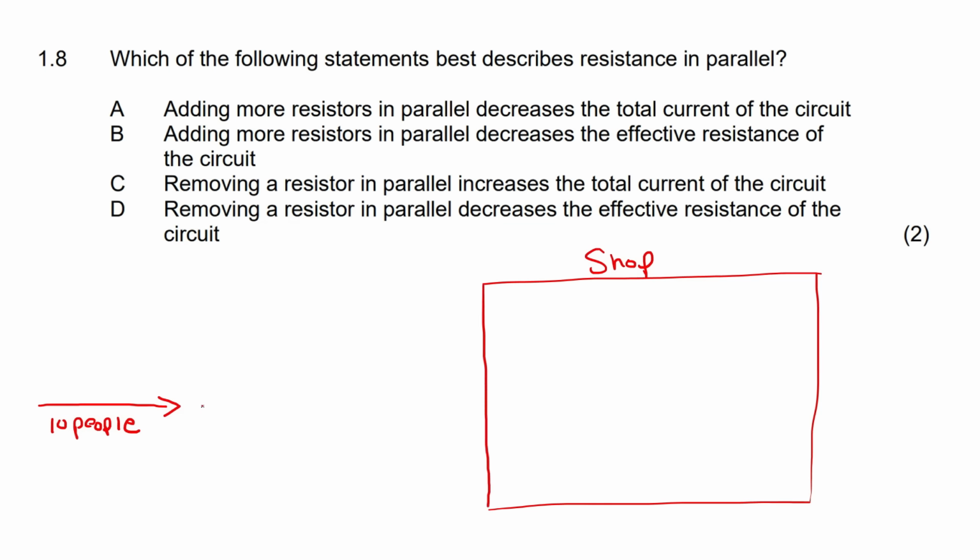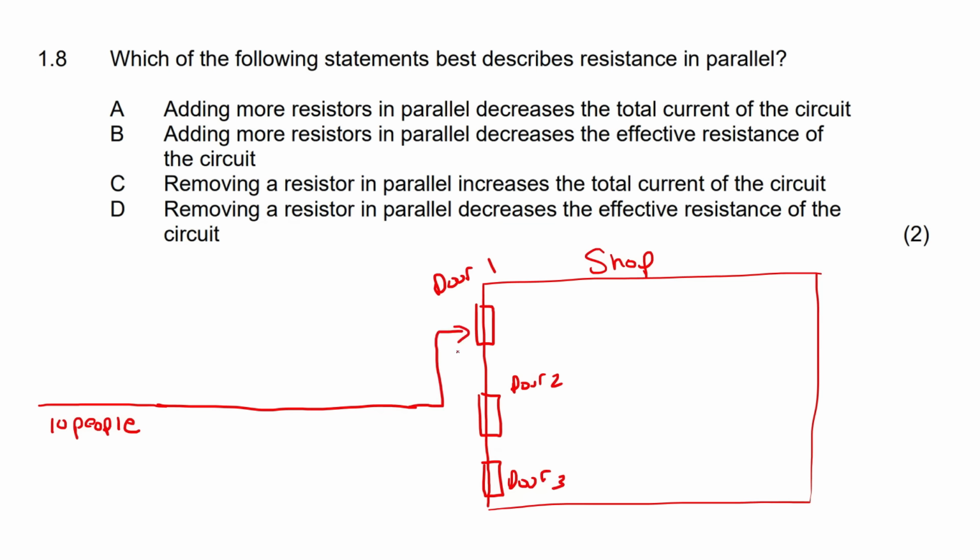But now instead of doing it like that, let's rather make these people go through, or we'll offer a door here, which we'll call door 1. Then we'll have a door 2, and then a door 3. Now to enter the shop, you can either go that way, or you can go that way, or you can go that way. Is this going to make things better or worse?